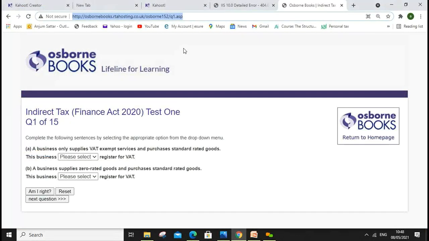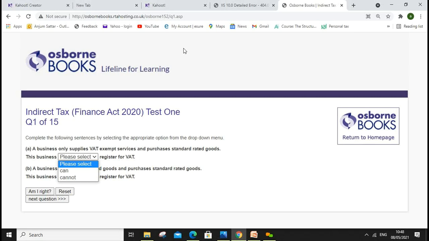Okay, so this is the link there, and you can pick the business register account. Can a business only supply VAT exempt services and purchase standard rated goods? What do you think? Does it need to be registered or not? The business can or can't? Can you see? Yeah. What do you think? Which one shall I pick, can or can't? Yeah, can. Sorry, you said can't. Okay, yes.